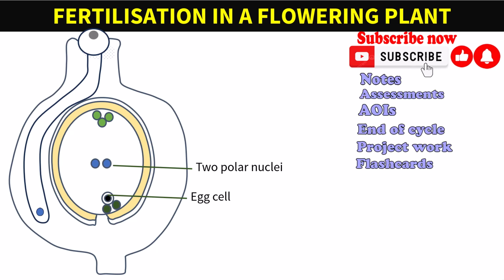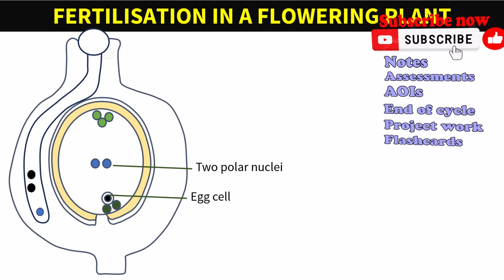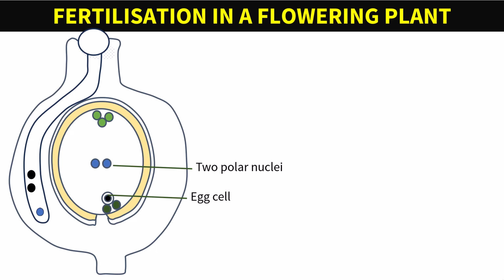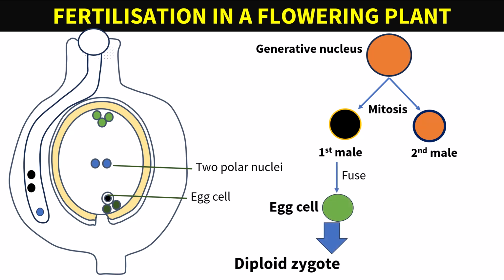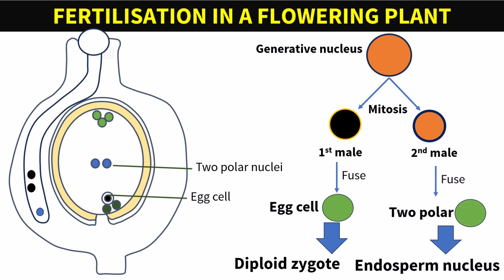The generative nucleus moves behind the pollen tube nucleus. The generative nucleus divides by mitosis to produce two male nuclei. When the pollen tube reaches the ovule, it enters the embryo sac through the micropyle. The tip of the pollen tube ruptures and the two male nuclei are released into the embryo sac. One of the male nuclei fuses with the egg cell, the ovum, to produce a diploid zygote, while the other male nucleus fuses with the polar nuclei to form a triploid endosperm nucleus, which later develops into the endosperm. This is known as double fertilization, and it occurs in higher plants only.